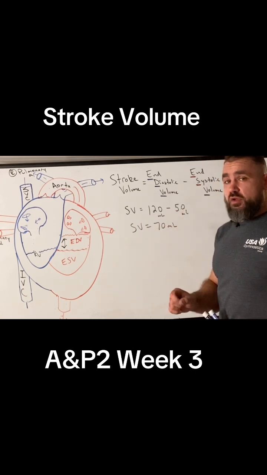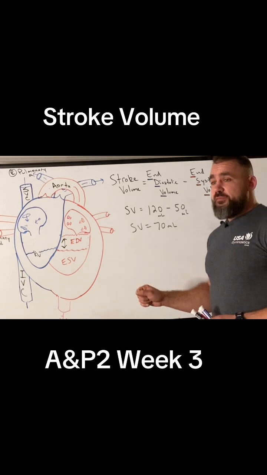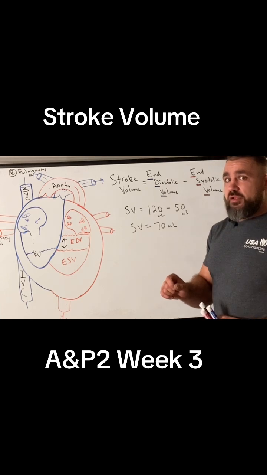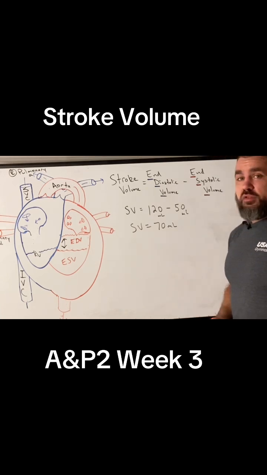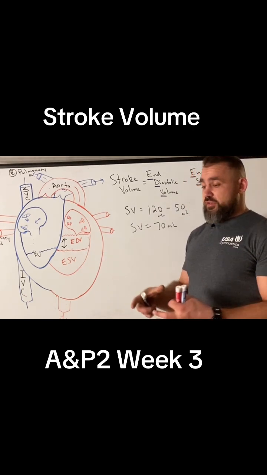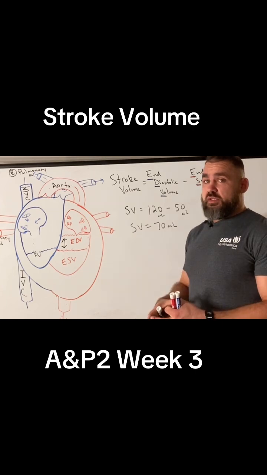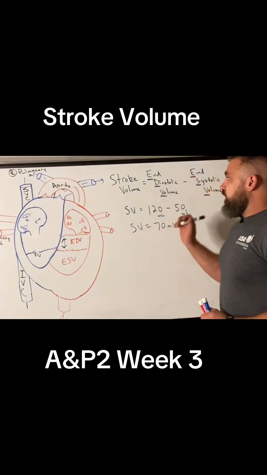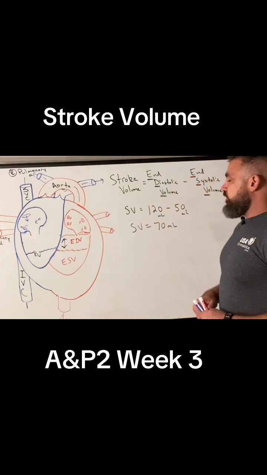Okay, so increased preload will increase my EDV and ideally increase my stroke volume, which then is going to increase my cardiac output, right? So that's how preload and the Starling laws work. You shove more blood in the heart, it stretches more, it's filled with more blood, it's going to eject more blood. That's the theory, and that works to a point. Okay, so that's how you get stroke volume.